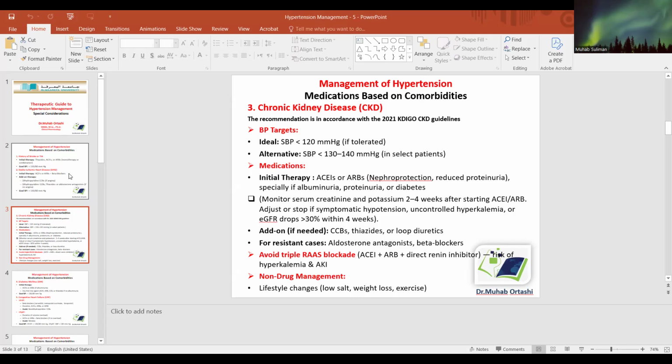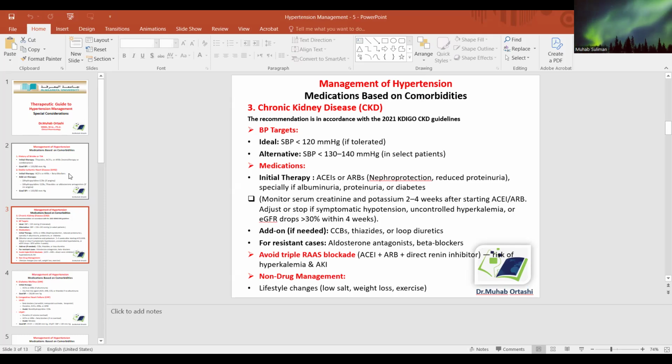The main medication that should be used, or could be used, in a patient with hypertension and chronic kidney disease is ACE inhibitors and ARBs, because they have a nephroprotective effect and they reduce the proteinuria for the patient. If we get any patient with diabetes, which is commonly also associated with chronic kidney disease, diabetes, hypertension, and chronic kidney disease, this drug is preferable for this patient, especially if the patient has proteinuria.